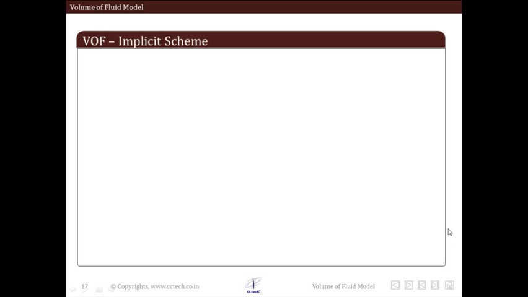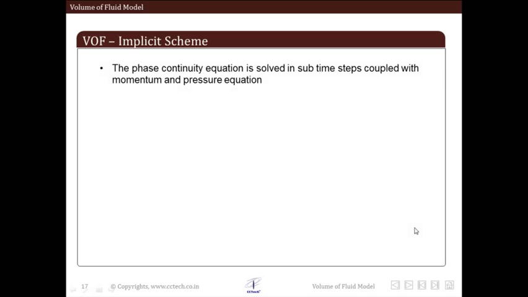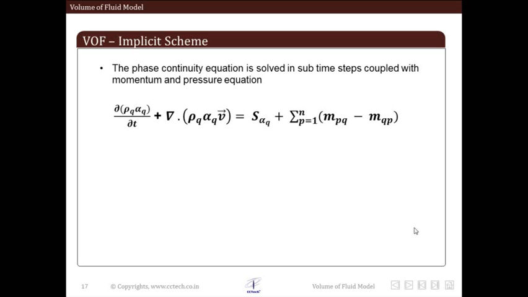Let us go into some detail of the implicit scheme. When we use the implicit scheme, the phase continuity equation is solved coupled with the momentum and pressure equation. The phase continuity equation is nothing but a continuity equation written for that specific phase. It has a general form in this way. This is the unsteady term, this is the mass flow rate term, that is conservation of mass flow, and this is the balance term. This is written for a particular cell or cell volume.